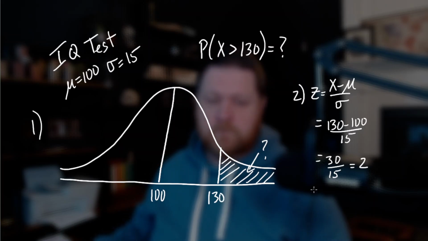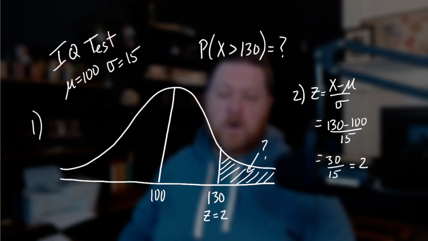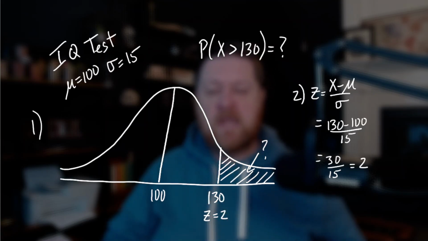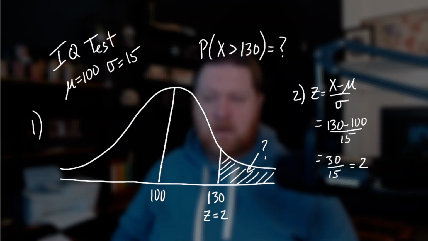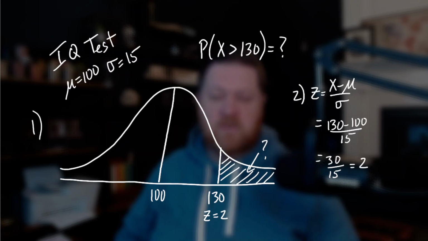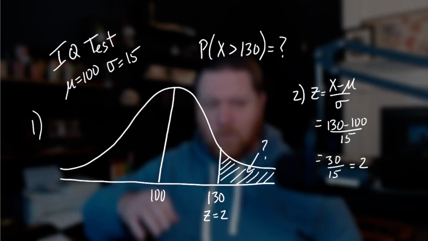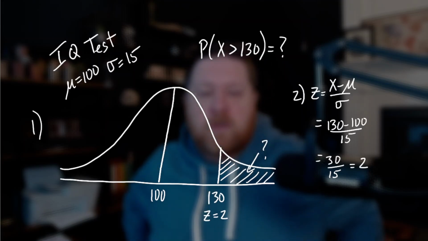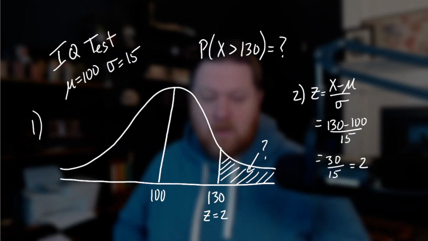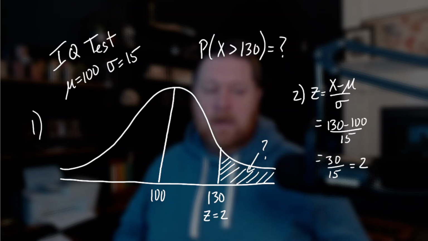So that means that our z-score, I'm going to label that down here, z is equal to 2. 130 is 2 standard deviations above the mean. That's what the z-score tells us. Now, why do we need that? What in the world does that do for us?